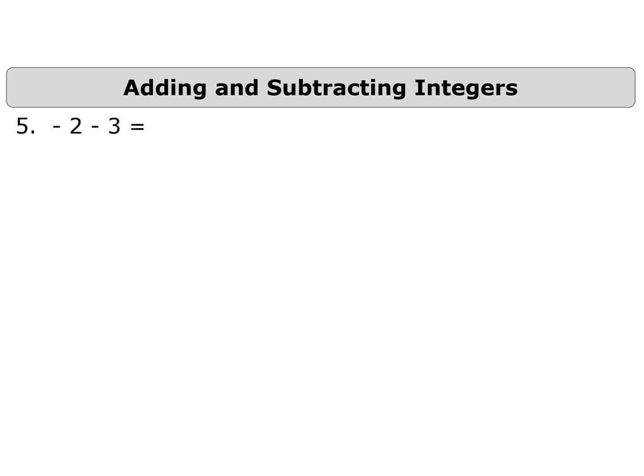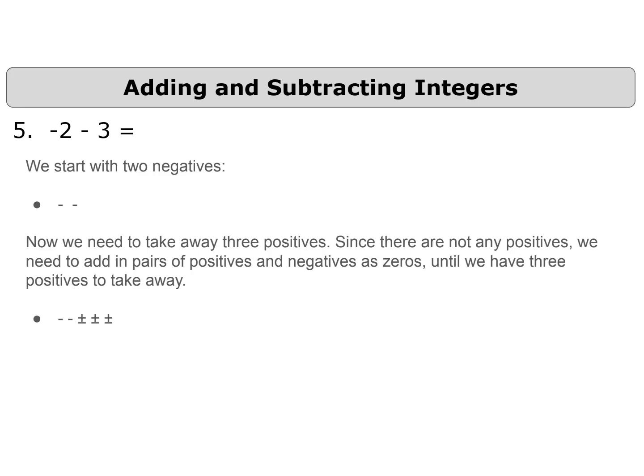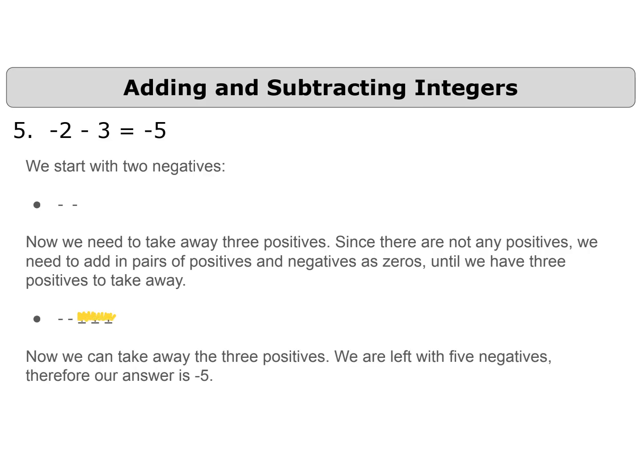Let's look at one more. We have negative 2 minus 3, meaning negative 2, and we're subtracting a positive 3. We'll start with our 2 negatives. Now we need to take away 3 positives. We will add pairs of positives and negatives until we have 3 positives that we can take away. Once we take away the 3 positives, we're left with 5 negatives, so our answer is negative 5.